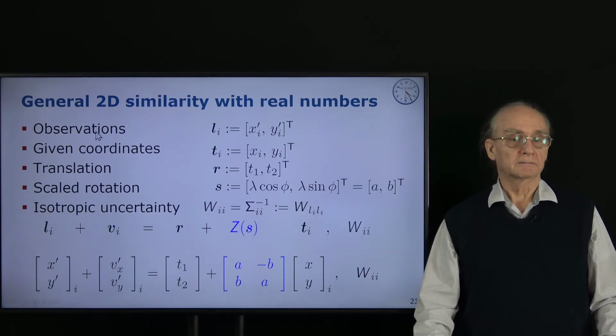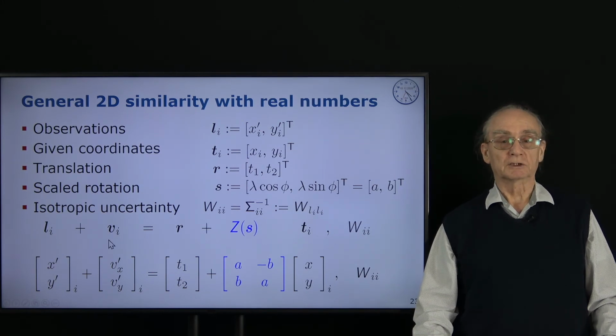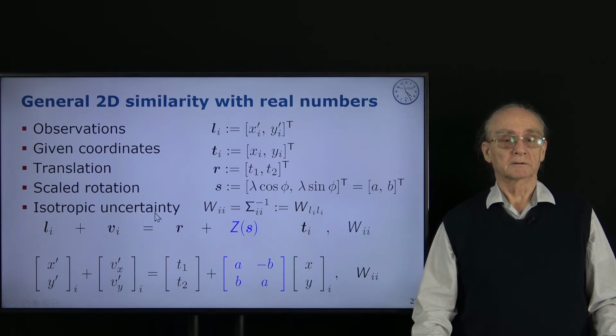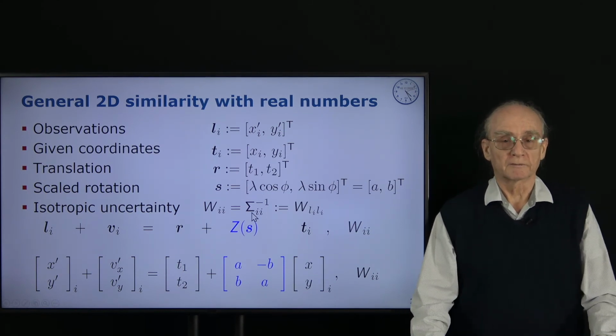Now you see we take the same list of definitions. Instead of having complex numbers, we have now, of course, the 2 vectors for the observed coordinates, the given coordinates, for the translation, and here the scaled rotation, which is this vector, lambda cosine and lambda sine phi, which is AB. And we have the anisotropic uncertainty. There should stand anisotropic. Yes. So we have the individual weight matrix, which is the inverse covariance matrix, which may have any form.